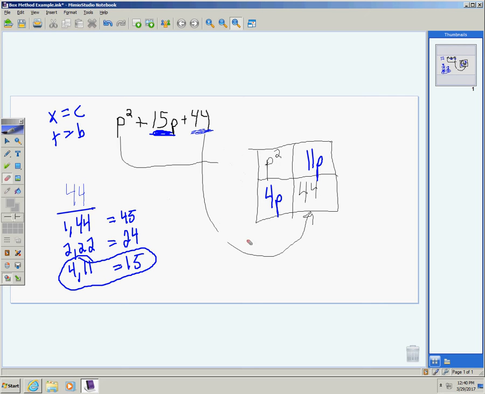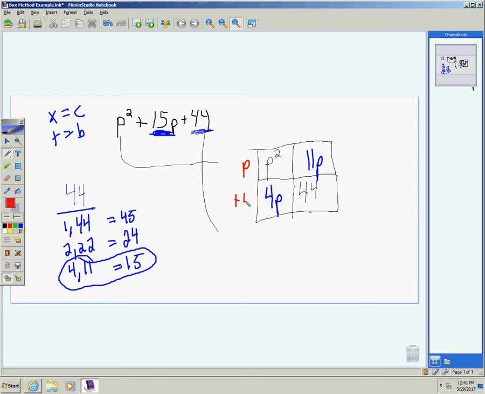The way you do that is you factor out across. So I'll get p squared and 11p. I look at what I can factor out. And this is kind of like what we did when we were working with distributive property to factor. So p squared and 11p, they each have a p I can take out. 4p and 44, well, I can take out a positive 4 from each of those.